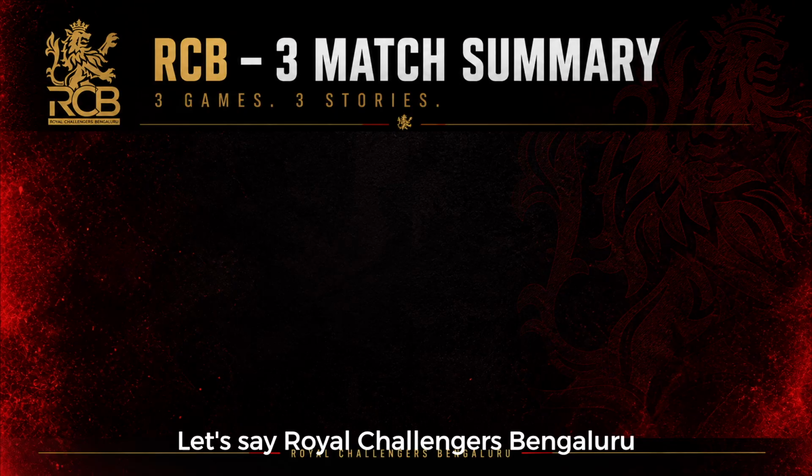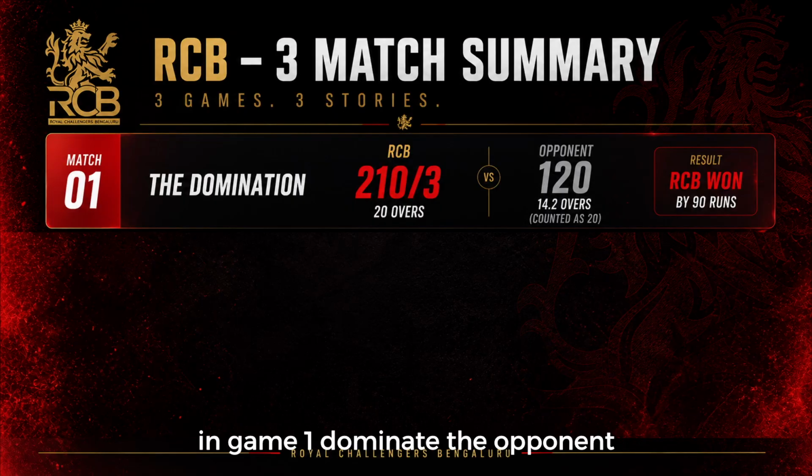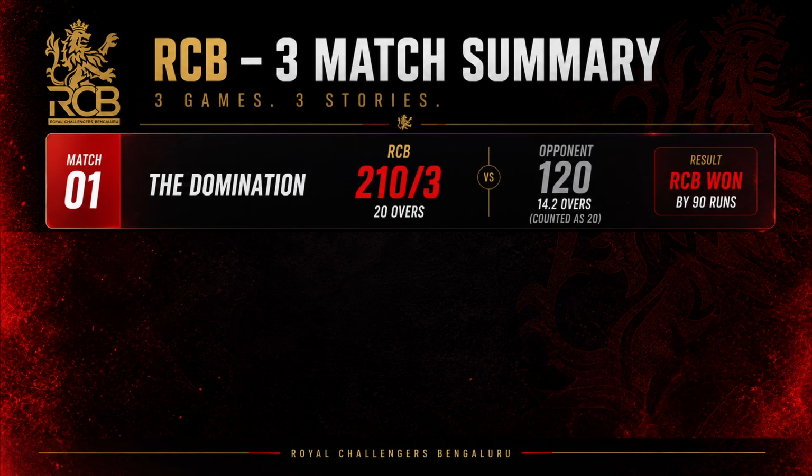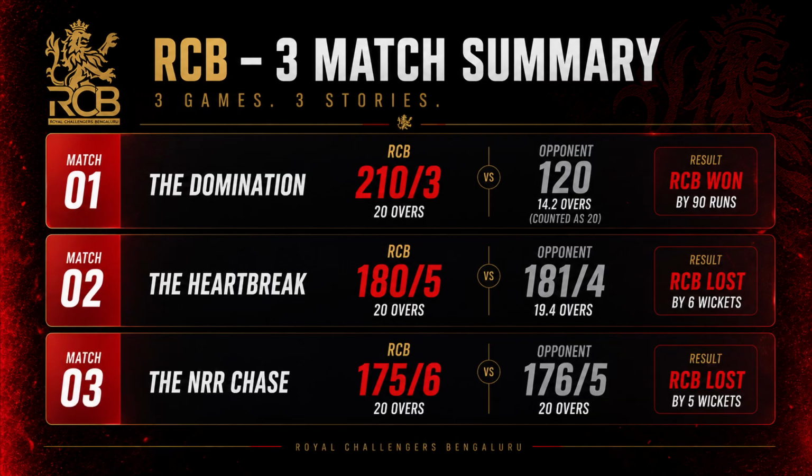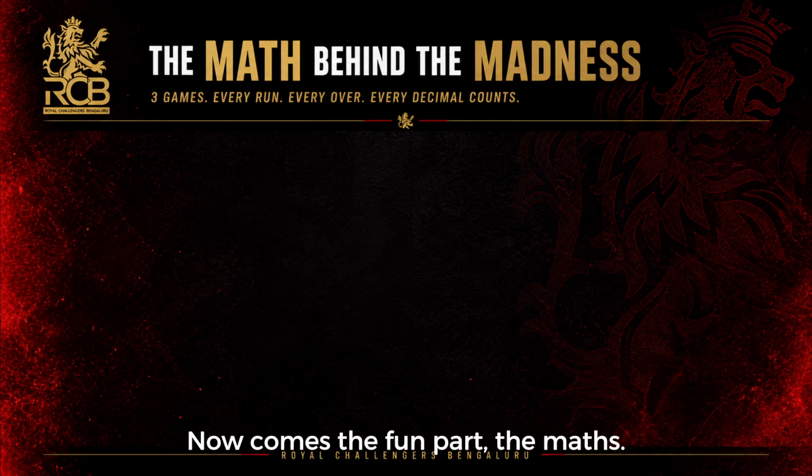Let's say Royal Challengers Bengaluru in game 1 dominate the opponent by scoring 210 in 20 overs and then bowling them out for 120 in 14.2 overs, winning by 90 runs. And in the second game, they score 180 for 5 in 20 overs and they get chased down in 19.4 for 181, losing by 6 wickets. In the third game, in classic RCB fashion, they lose again by first scoring 175 for 6 in 20 overs and then getting chased down in 20 overs for 176 for 5. Now comes the fun part, the maths.